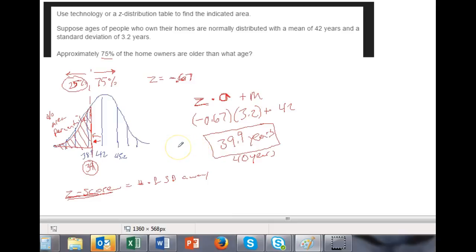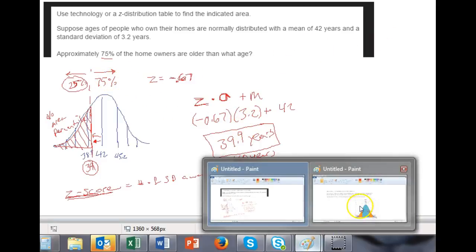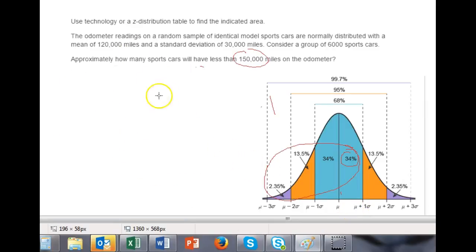Okay, there's that. That's how you use the z-score distribution table to figure out percentages below. And again, 25% of people were younger than 39.9 years old, and that means 75%, all the rest, were older than 39.9 years. So that's why this is the right answer, even though I didn't actually use the number 75 most of the time. Okay, let's go back to this one.